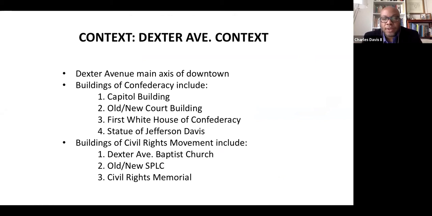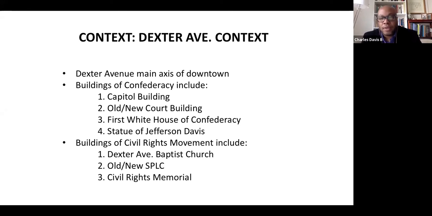So the Capitol building itself was a building that hung the Confederate flag for many years. It took a state law to have it removed. And in addition to this, the state's governor worked with the Daughters of the Confederacy to have the first White House of the Confederacy moved from a different city and relocated permanently in Montgomery, right across the street from the Capitol building.